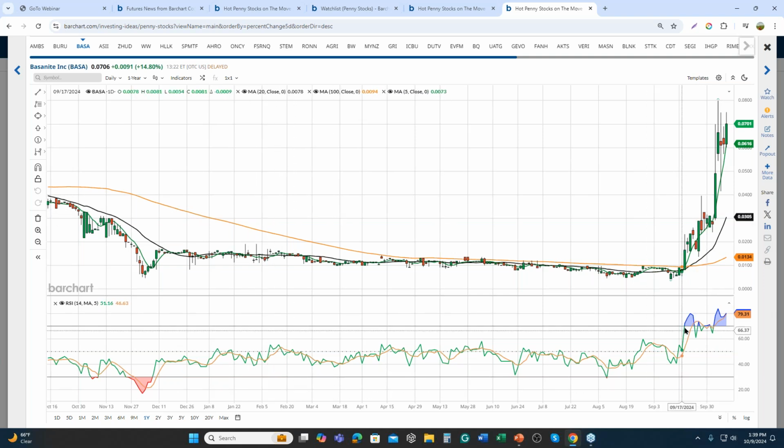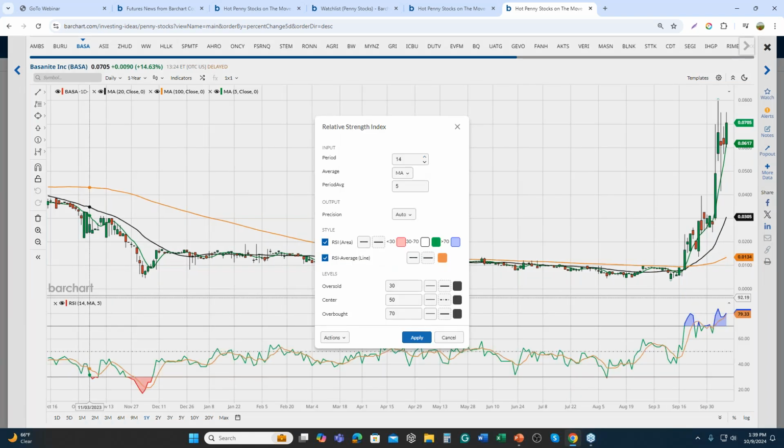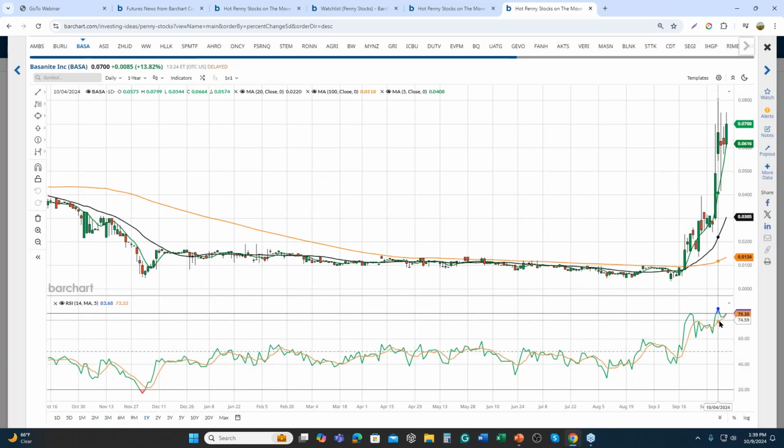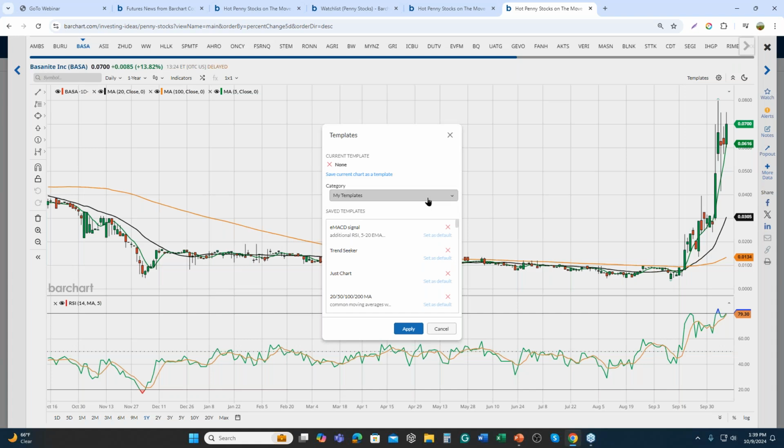Now notice here our RSI has been overbought for a long period of time. But again, if I come back in here, click on RSI's defaults and change this to 20 and 80, 80. Notice now only until just recently, based on our price action, are we in what we would consider an overbought scenario.